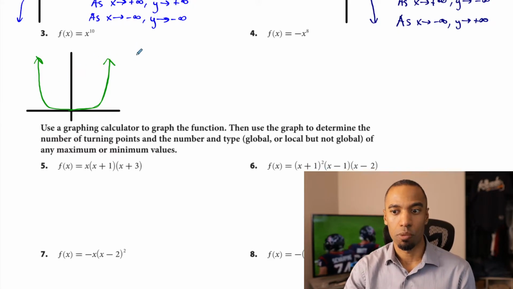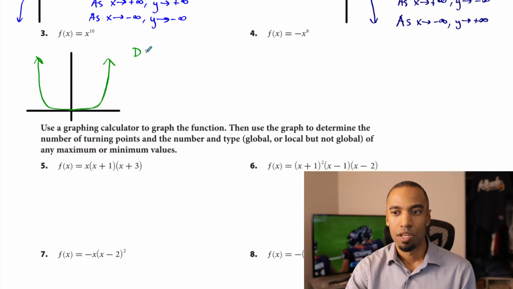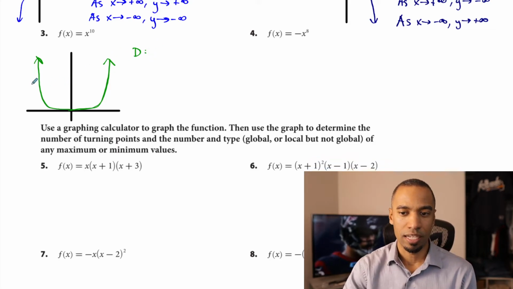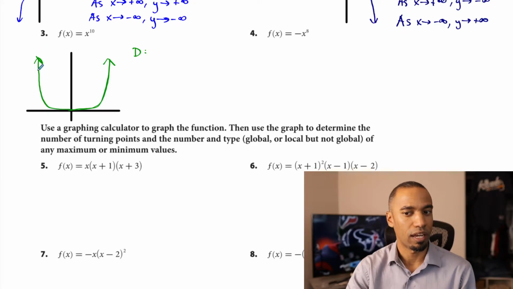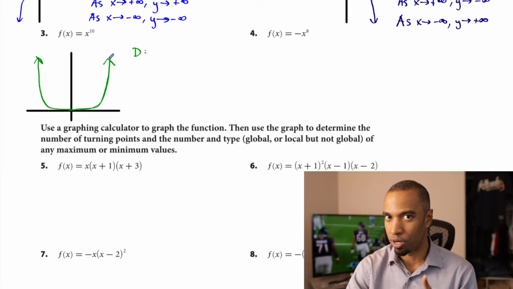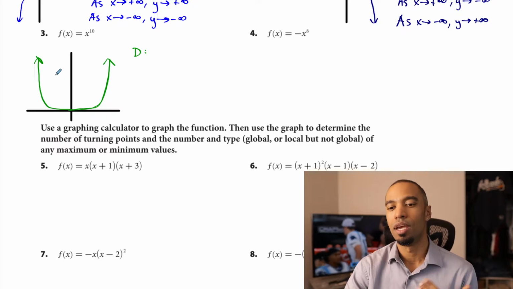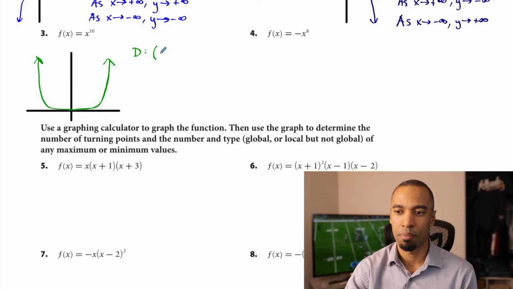Now we have to answer the domain, range, and end behavior questions. Domain for this one, it does once again go forever left and forever right. Despite what it almost looks like, these don't truly go vertical. Otherwise, those wouldn't be functions. It still goes forever left and up, forever right and up. So it's going from negative infinity to positive infinity.